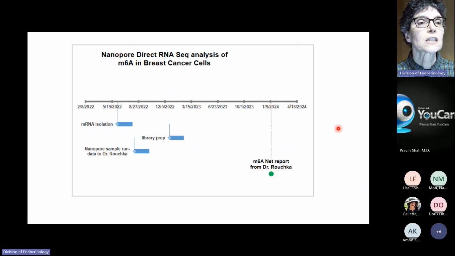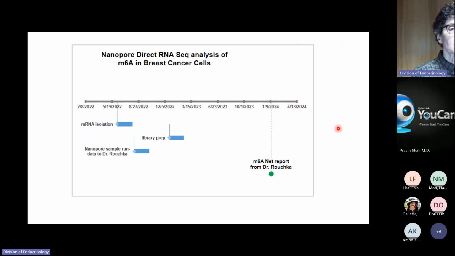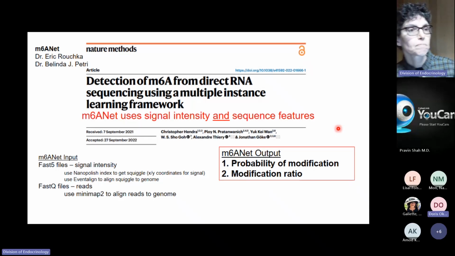So I'm just going to say this has been a long experiment. We started isolating RNA for this experiment in May 2022 and sent samples starting in August of 2022 to Dr. Ruszkiewicz. And ultimately, we got the m6Anet report from Dr. Ruszkiewicz in January of 2024. The time required for these experiments and the cost is really something. So I'm very, very grateful for all the financial support from grants that have allowed us to do this work.